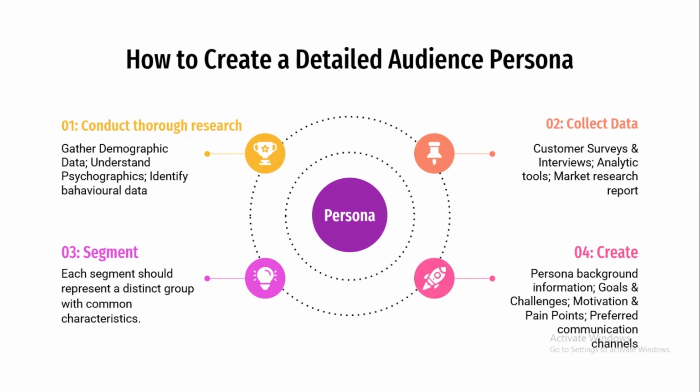Then the fifth will be the preferred communication channels. We need to identify the channels they prefer for receiving information, which could be emails, social media, or in-person communication. Then, when that is done, we can share the persona with your team to ensure everyone understands the target audience, then tailor marketing strategies, content, and product development to meet the needs of the persona.